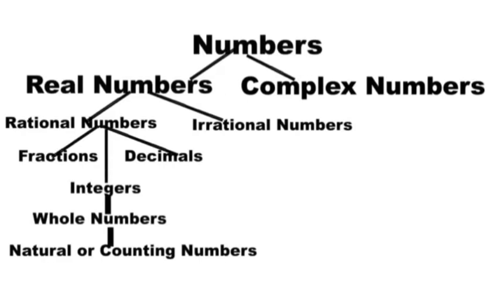So complex and imaginary numbers are in line with the real numbers, and on top are the numbers. Numbers include the complex or imaginary numbers and the real numbers, and the real numbers include rational and irrational numbers. Under the rational numbers are the fractions, decimals, and the integers. Under the integers are the whole numbers, and under the whole numbers are the natural or counting numbers. And these are the classification of numbers.